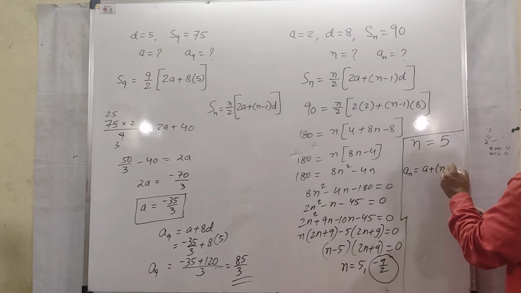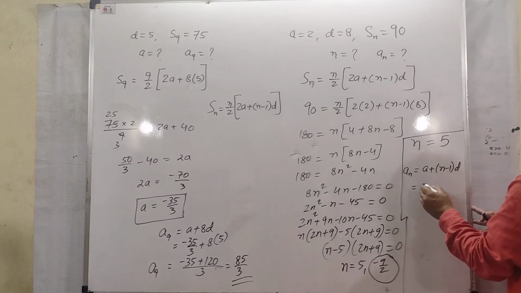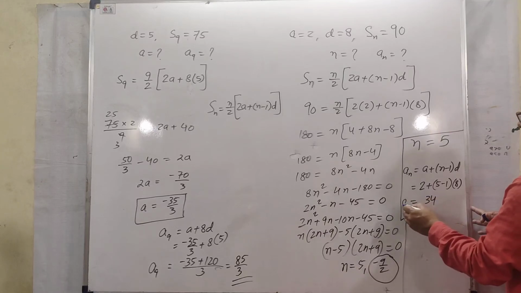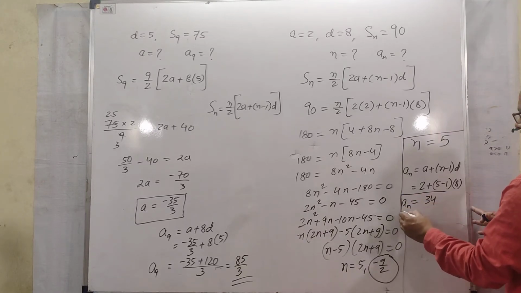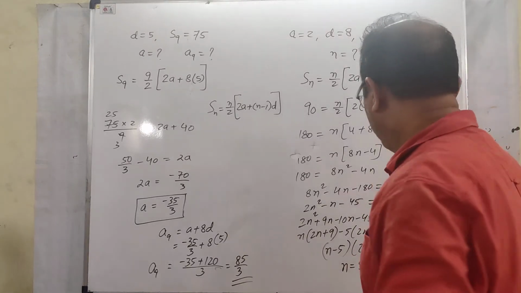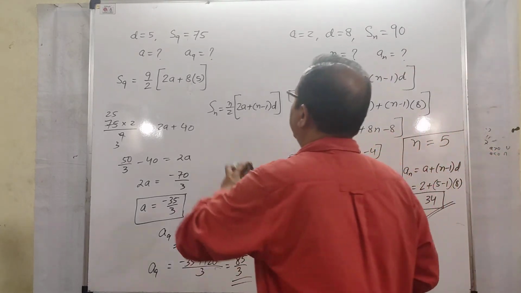a plus n minus 1 into d. What is a? 2 plus 5 minus 1 into d कितना है? 8. कितना हो गया? 34. तो an की वैल्यू कितनी आ गई? 34. इस प्रकार से दी हुई कंडीशंस को यूज करते हुए हम ये सवाल करते हैं.